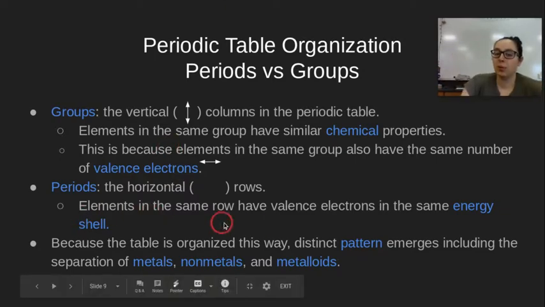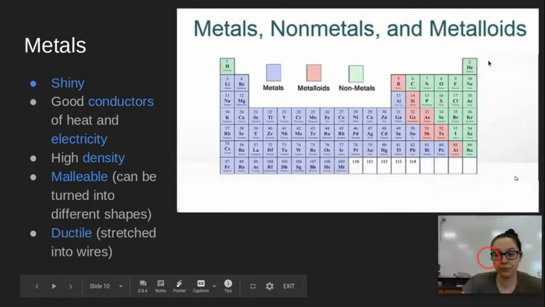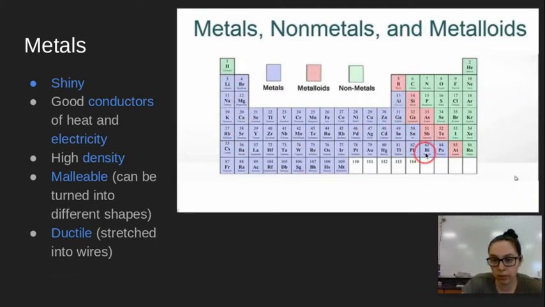Because the table is organized this way, distinct patterns emerge, including the separation of metals, nonmetals, and metalloids. But Ms. Marshall, what are metals, nonmetals, and metalloids? I'm going to tell you. A metal is all of these purple things right here. Everything under here is considered a metal. Notice how it is to the left of this staircase. And we'll talk about the staircase later. But all metals, except for hydrogen, are to the left of the staircase.